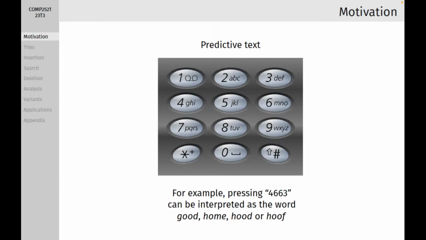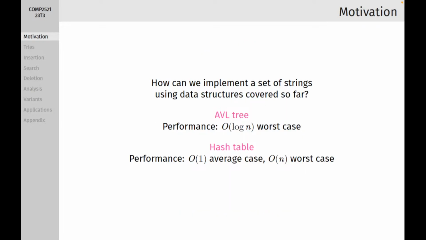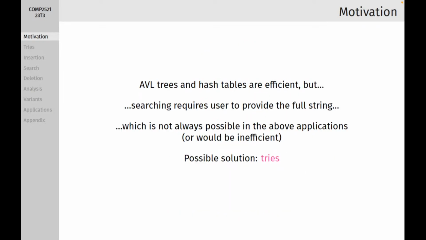What we would have to do if we had an AVL tree or a hash table is to possibly try every possible string that could arise, right? So for 4663, maybe you would search for the word GMMD. That's one possible word. Then maybe you could check GMME and so on, until you've checked every possible word. But that would be quite inefficient, right?